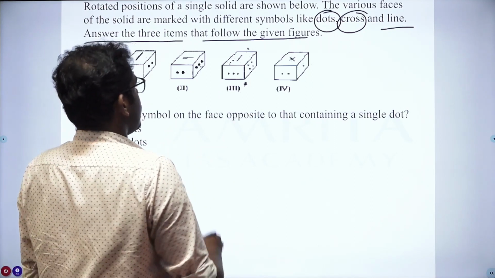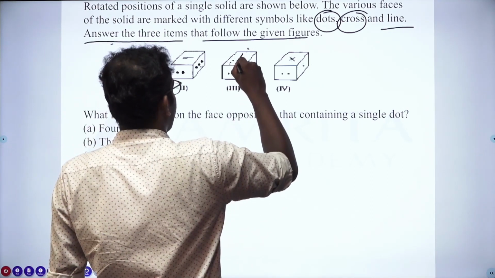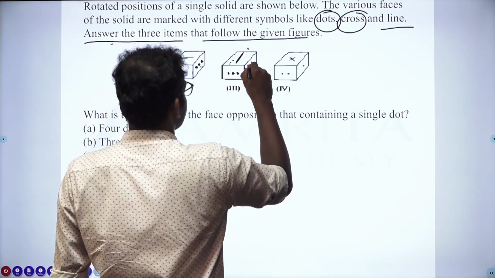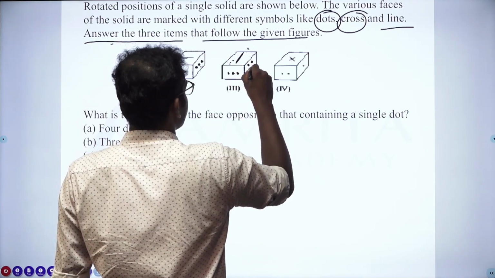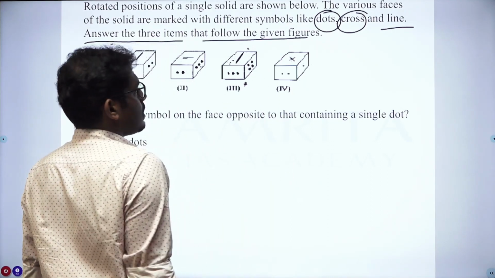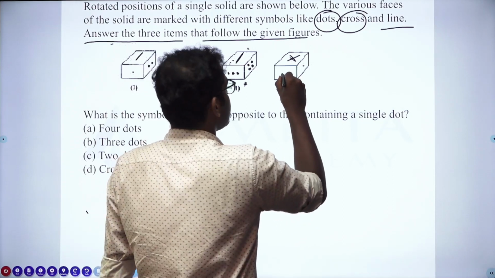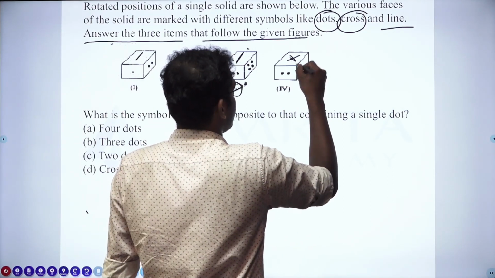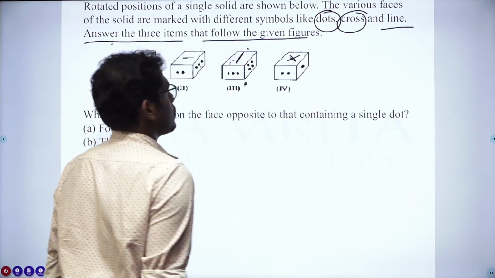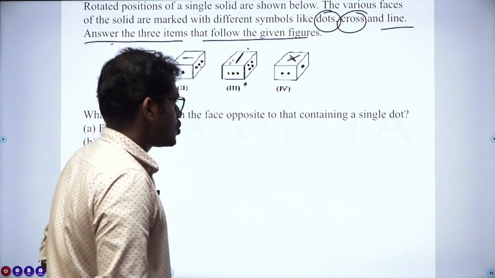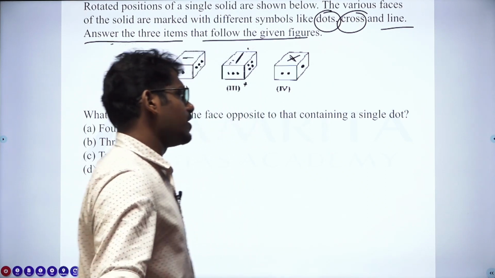Okay. The next is the top face is a line. Front face is 3 dot. Right face is 4 dot. Next, the top face is a cross and the front face is 2 dot, right face is a single dot. Okay. What is a symbol on the face opposite to that containing a single dot?